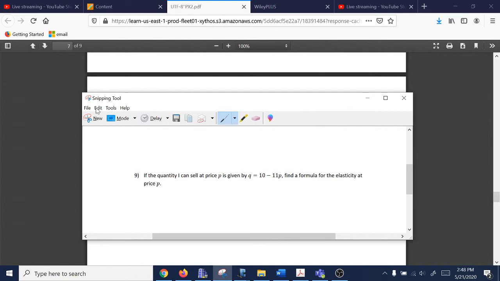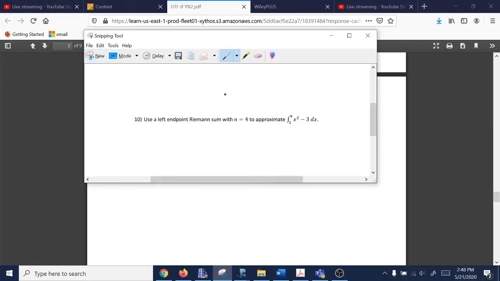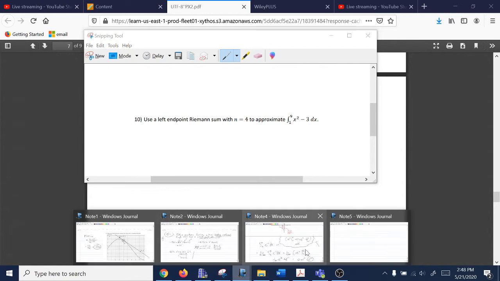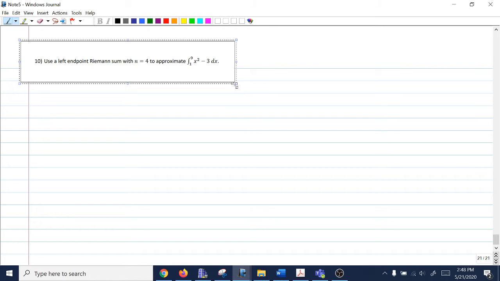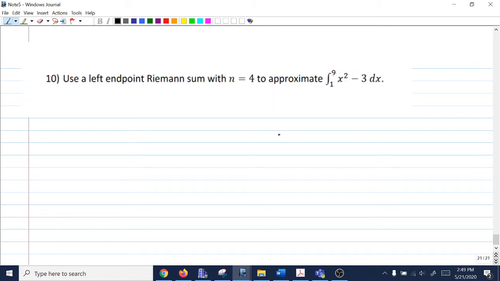Let's do a Riemann sum. I want a left endpoint Riemann sum. N equals 4 is telling me how many pieces I should cut the interval into. I'm starting with the interval from 1 to 9. That's an interval of length 8. I want to cut that into 4 pieces. So 8 over 4, my delta x, is going to be 2. I'm cutting it into pieces of length 2. My 4 subintervals are from 1 to 3, 3 to 5, 5 to 7, 7 to 9.